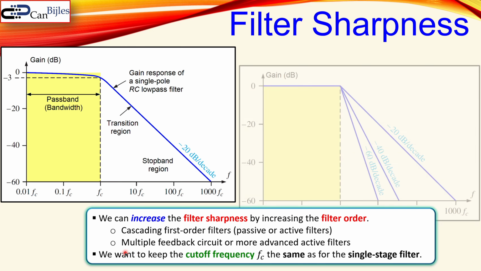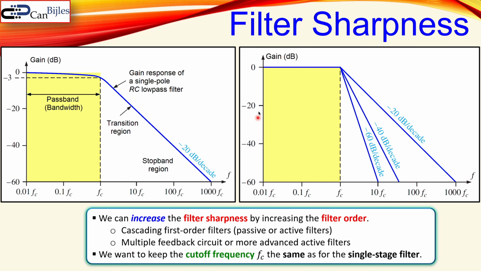So how do we do that? That is actually also one of the important questions. What we want is to keep this fc, which is our cutoff frequency, the same, but we would like to go faster down like this. So not minus 20 dB per decade, but minus 40 dB per decade, or maybe minus 60 dB per decade. So this is a first order, second order, and a third order. If you go to the fourth order, you will have minus 80 dB per decade. So for each order, you will add minus 20 dB per decade. That is a very important question. So how do we do this operation?